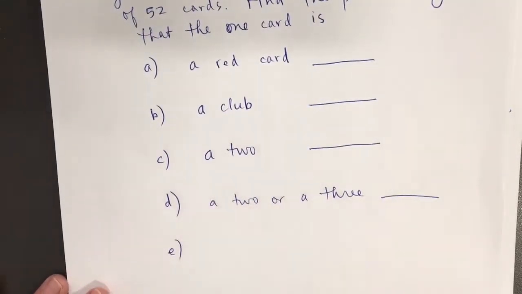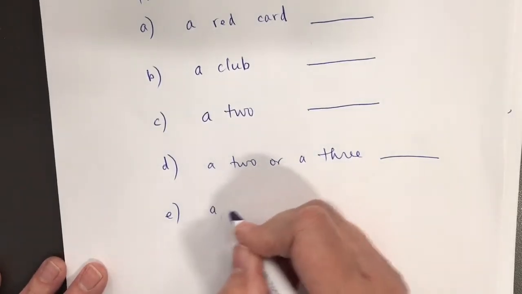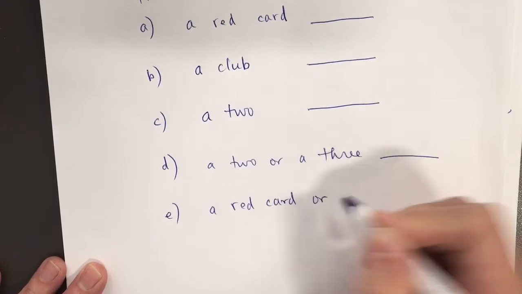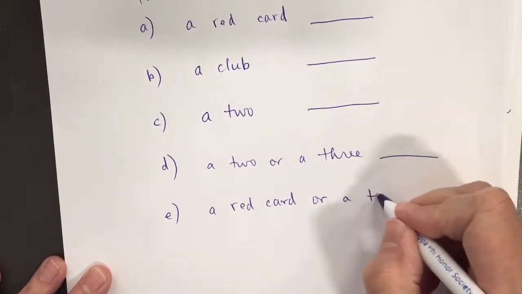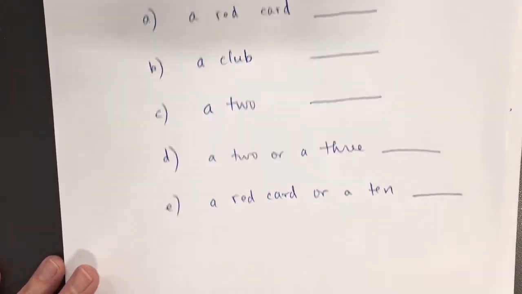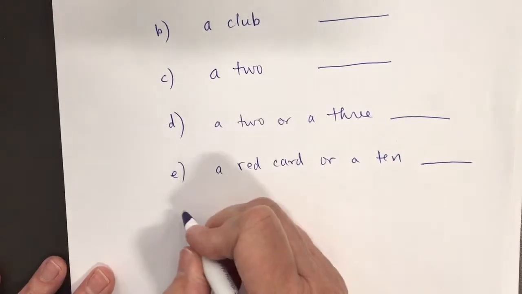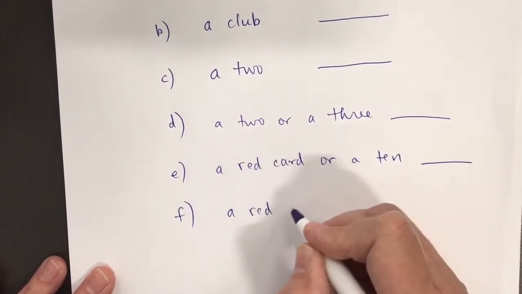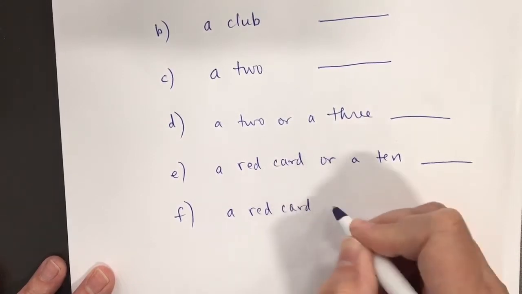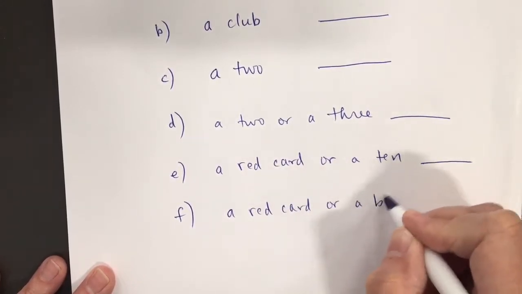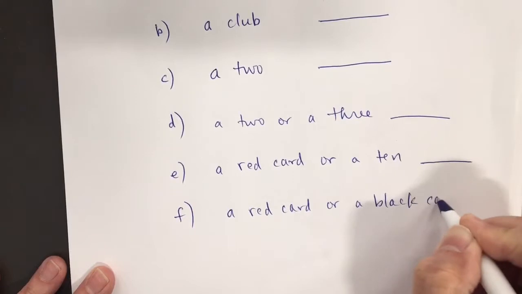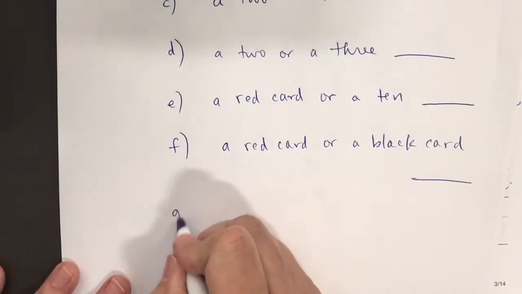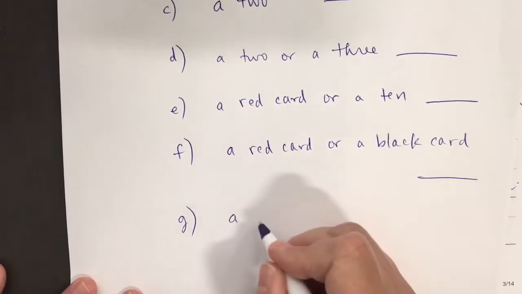Part E, a red card or a 10. Part F, a red card or a black card. And part G, a green card.